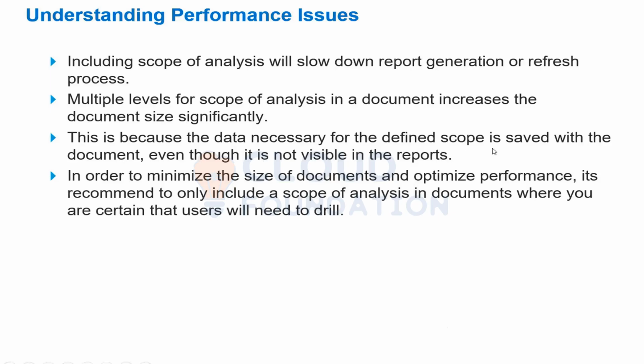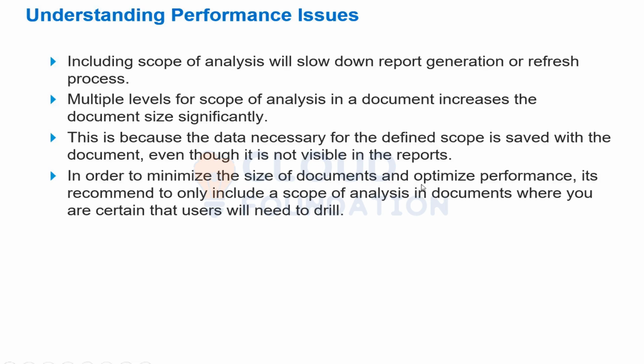This is because the data necessary for the defined scope is saved with the document, even though it is not visible in the reports, like if you don't want to see months. Also, if we set up the scope of analysis like year, quarter, month, and you're only seeing quarter, the data will be saved for months also. Even though it is not visible, the query is executing for months also. It will impact the performance of the report.